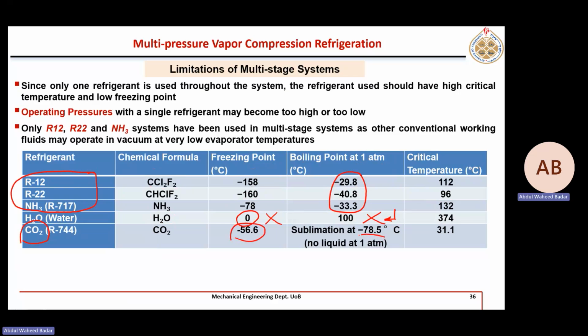But at 1 atmospheric pressure, it is gas. It will not evaporate. It will already sublimate at minus 78 at 1 atmospheric pressure. So at this atmospheric pressure and at this temperature, CO2 is gas.